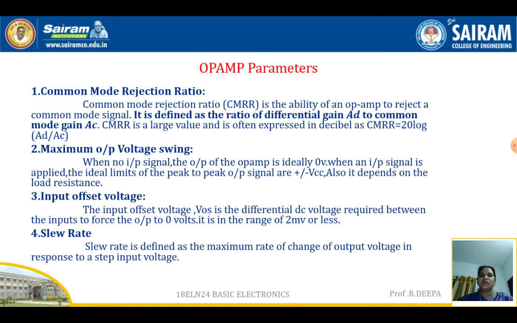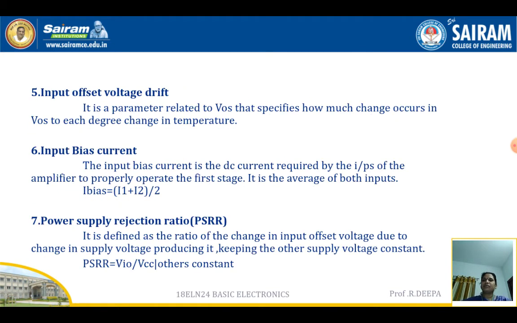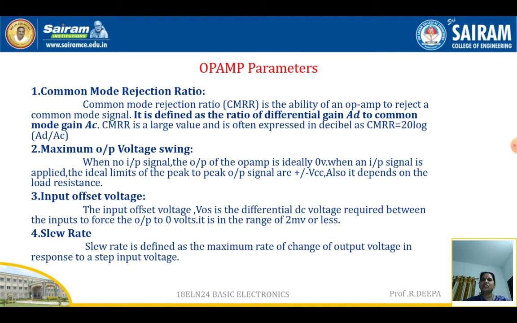So let us learn what are the parameters which are related to the operational amplifier. The various parameters are common mode rejection ratio, maximum output voltage swing, input offset voltage, slew rate, input offset voltage drift, input bias current, and power supply rejection ratio. So these are the various parameters related to the op-amp. Let us define what these parameters are.